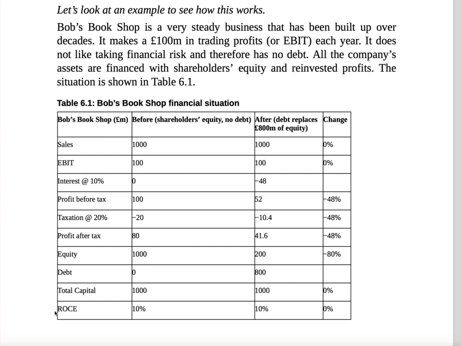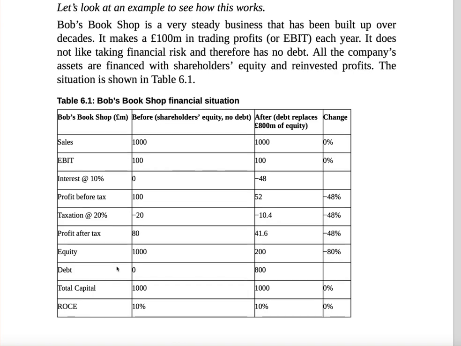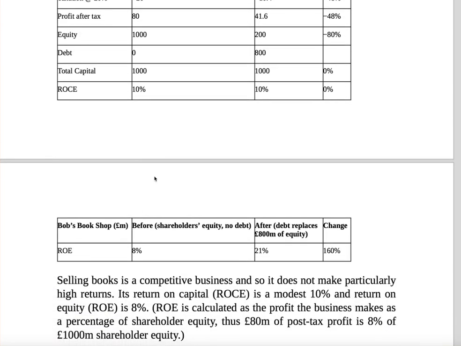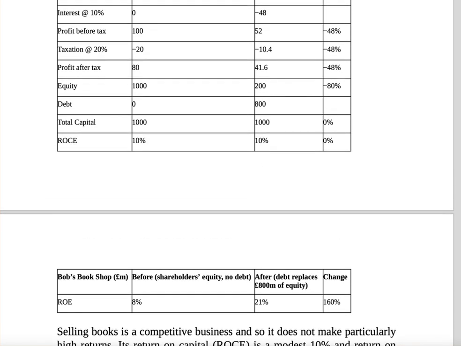If I am talking about ROCE, but if I am talking about ROE, which this chapter tells you ahead, then your return on equity will shoot up like anything. ROE is 8% over here, but the ROE over here is 21%. Why? Because my equity over here is 1000, so I am dividing 80 by 1000 to get my ROE, which is 8%. But here my equity is 200, and I am dividing 41.6 by 200, which gives me a very high ROE. It is drastically high.